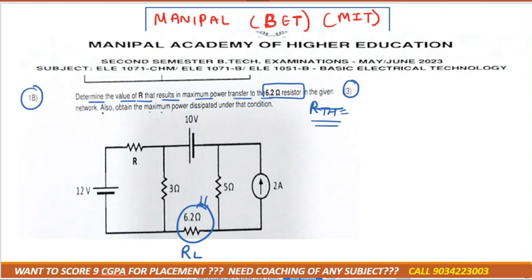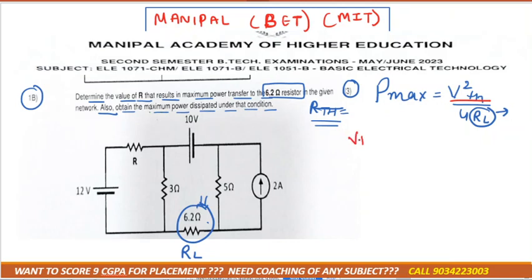Got it? Now they also said to obtain the maximum power dissipated under that condition. So we know the formula: maximum power is V_TH squared divided by 4RL. Correct? For that we should know RL. RL they have already given, that is 6.2 ohm. Now we need to calculate VTH. So we have two things to calculate. One, we need to calculate VTH. After substituting the value, then we'll get maximum power.